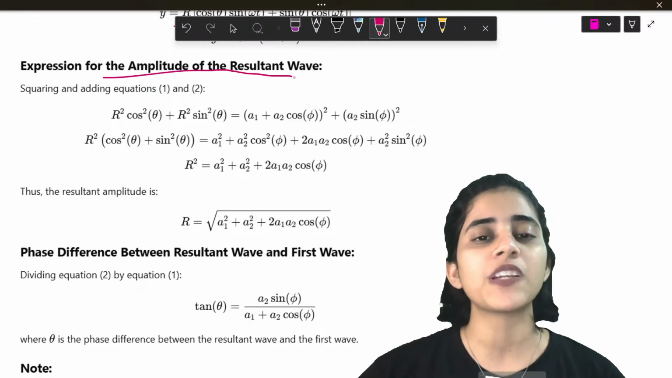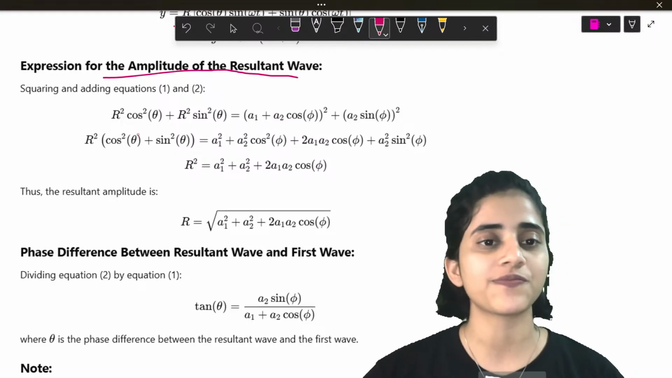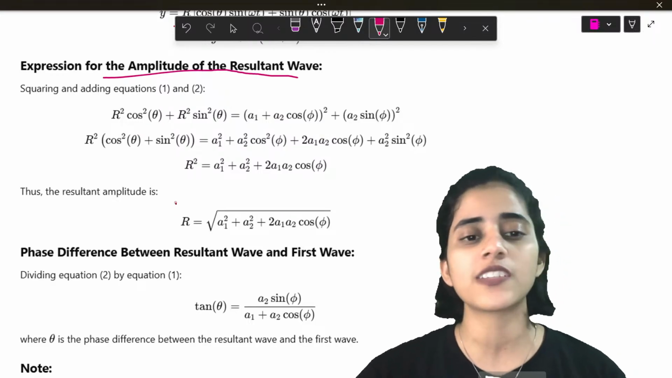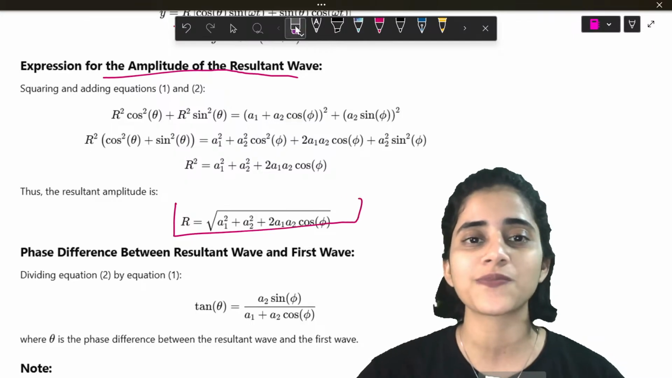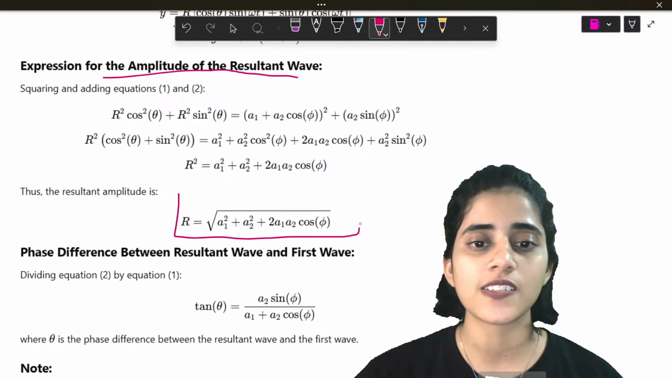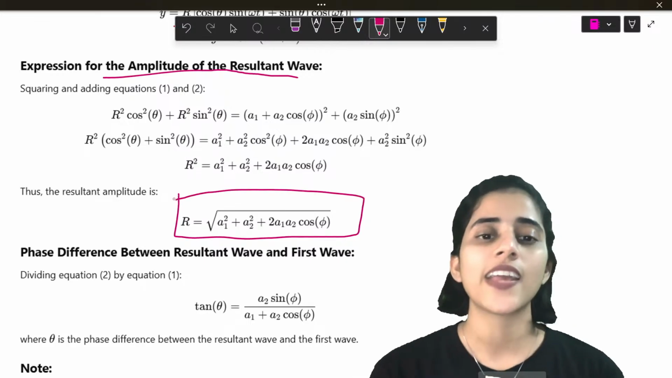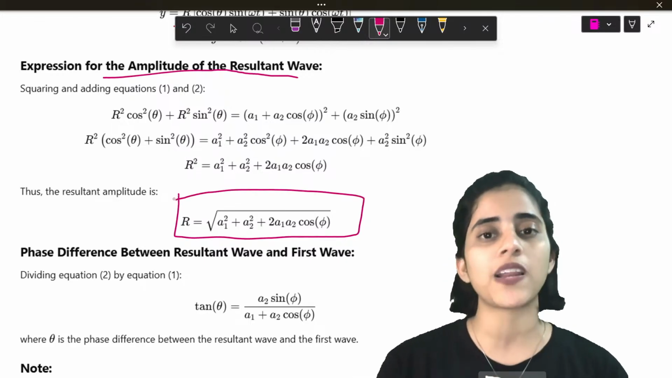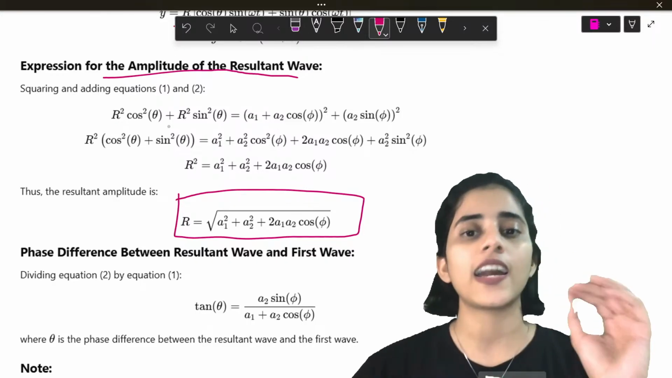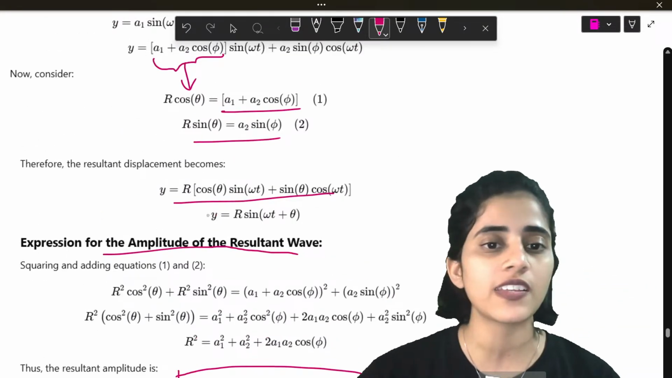Expression for amplitude of resultant wave. To find the expression for amplitude, the final expression is R squared is equal to A1 squared plus A2 squared plus 2A1A2 cos phi. Now how did I get that? I just squared everything here.